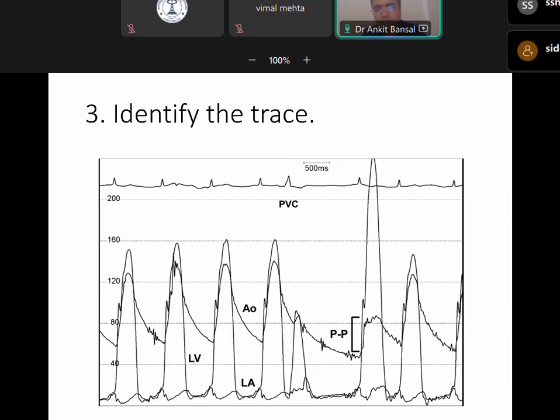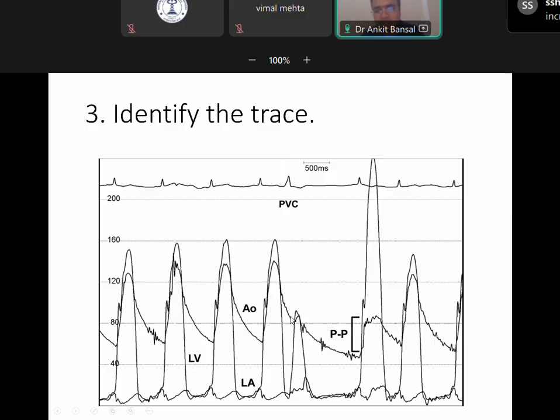So this is HOCM. Can you understand what the differences are between the previous trace and this trace? Can anybody explain? Again, there is a resting gradient between the LV and the aorta. Again, the same thing has happened.